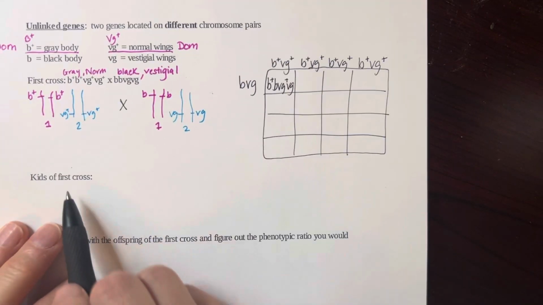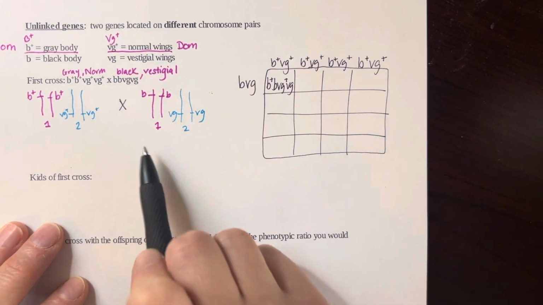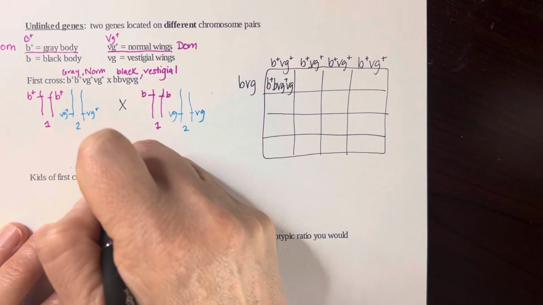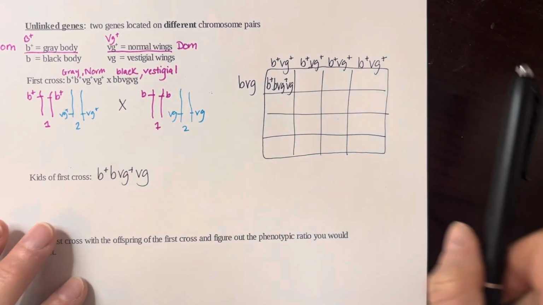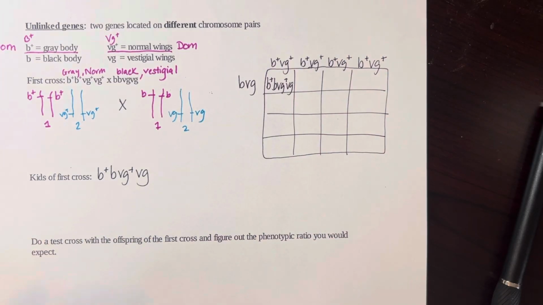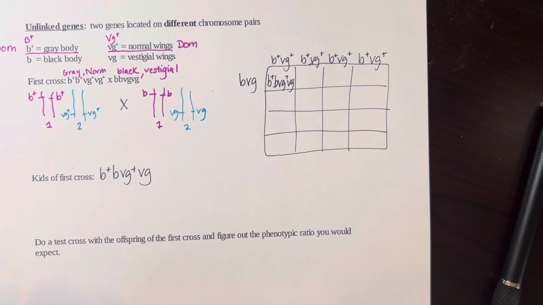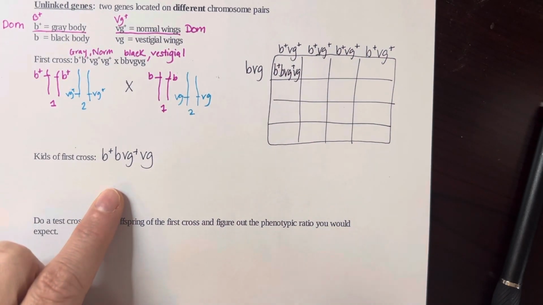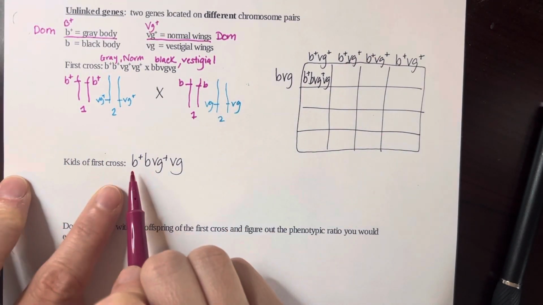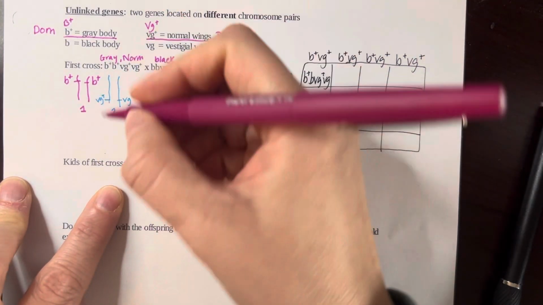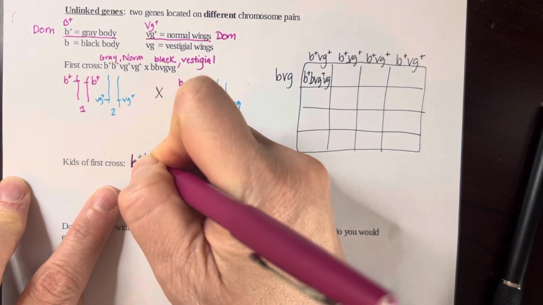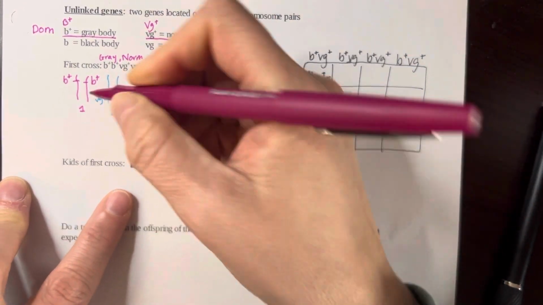All right, so the kids of that cross are all going to be B plus B, VG plus VG. So now what we're going to do is draw what their chromosomes look like. So the B plus B, B. I'm going to go over that in my color, because that's this gene.